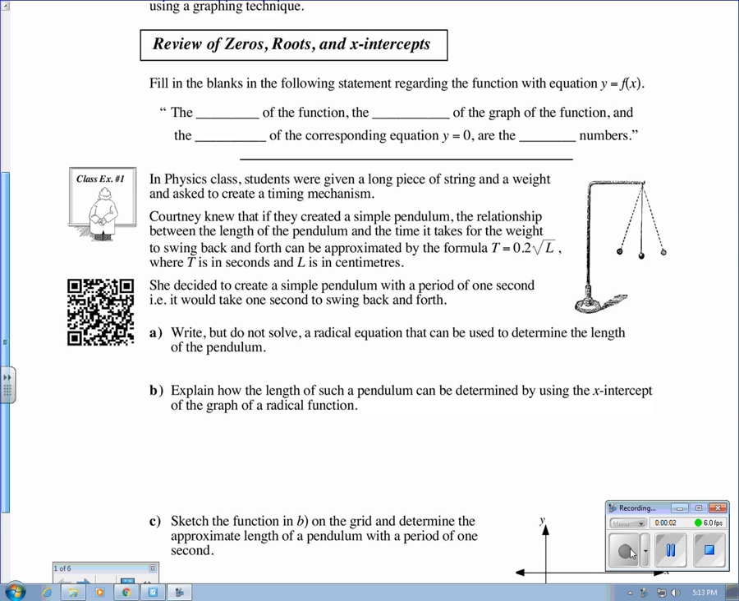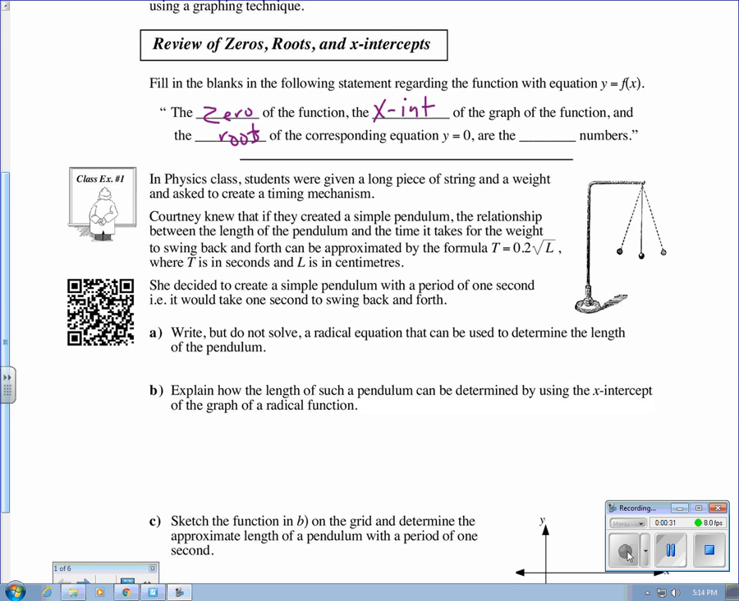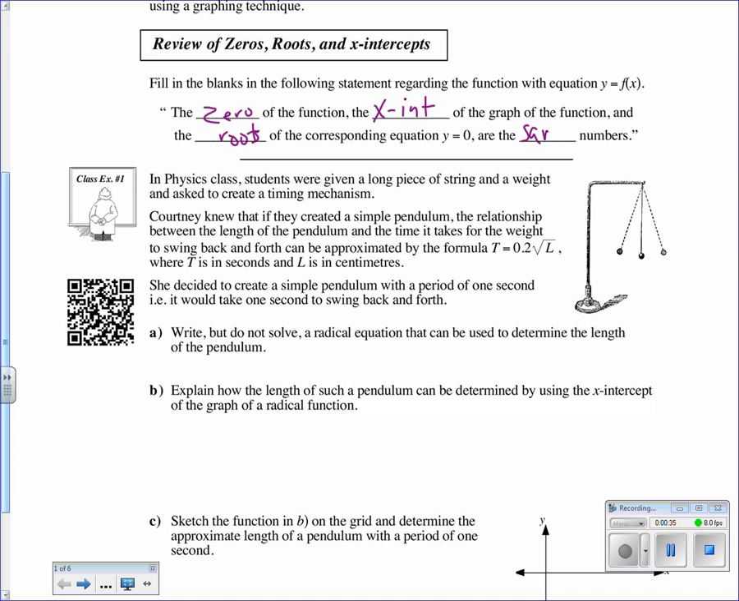So we get to visit the last lesson of radical and rational functions. And we're still dealing with the equality idea of zeros, roots, and x-intercepts. Remember, x-intercepts come on graphs. And the zeros of a function or the roots of the corresponding equation are all actually the same number. They're actually the same number.